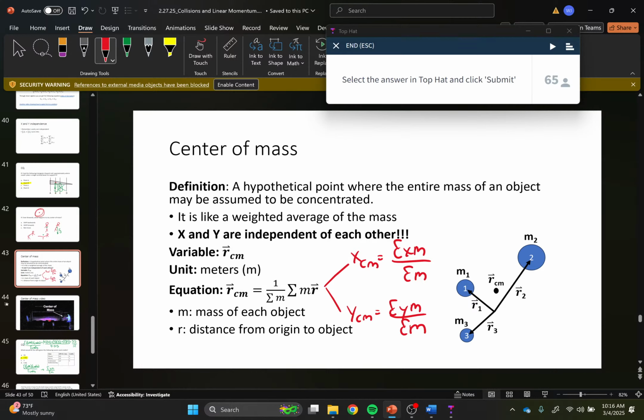If you have two big stars, that's the other case. Stars orbit the center of mass of the two stars, if you have two stars orbiting each other. There are a lot of cool consequences of this.